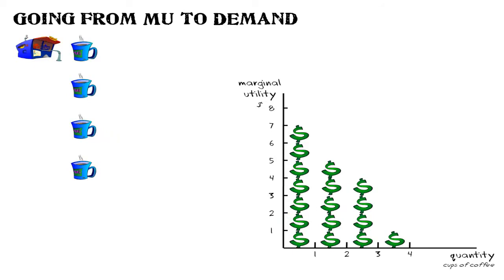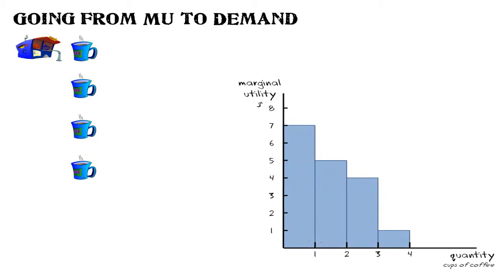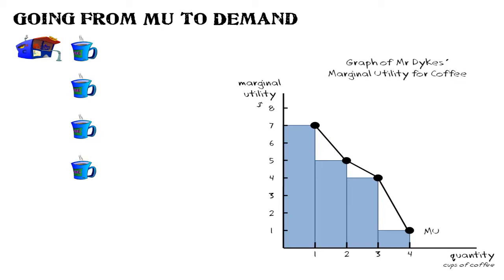And as you can see, we've got a pictogram. We can now convert that into a bar chart, which actually plots our marginal utility. So one bar for each of our cups of coffee. So we'll get rid of those dollar signs. And now what we're going to do is shift from the bar chart to a line graph. So let's draw a point at each of the corners of those rectangles, and then join those up with a line. Now that line represents our marginal utility curve. So now we've got a graph of my marginal utility for coffee.